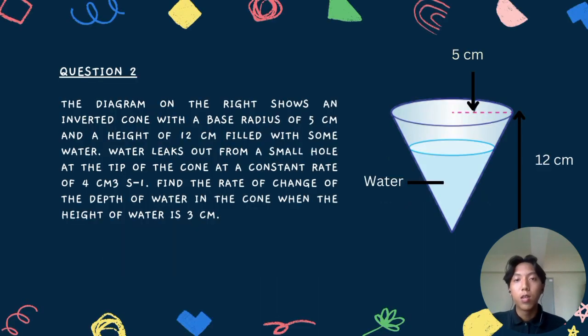The question states that the diagram on the right shows an inverted cone with a base radius of 5 cm and a height of 12 cm filled with some water. Water leaks out from a small hole at the tip of the cone at a constant rate of 4 cm cubed per second. Find the rate of change of the depth of water in the cone when the height of water is 3 cm.